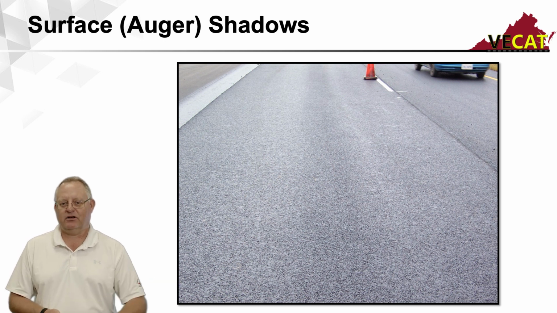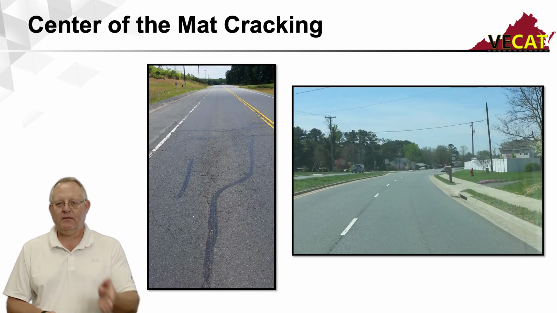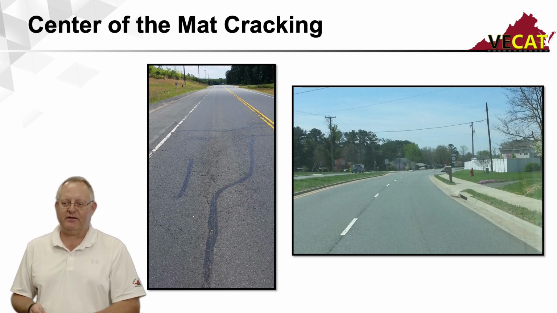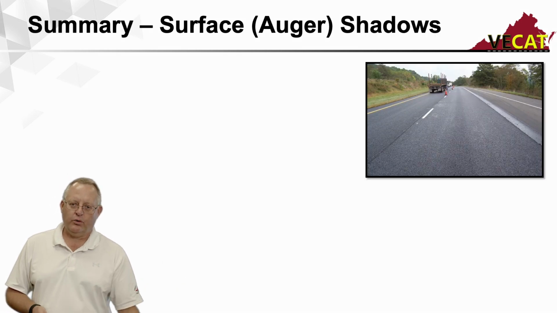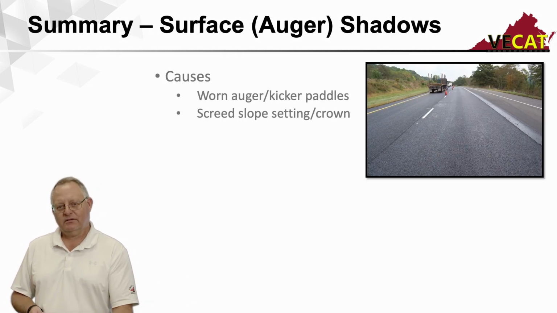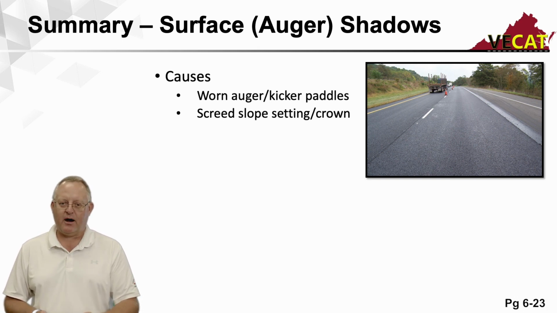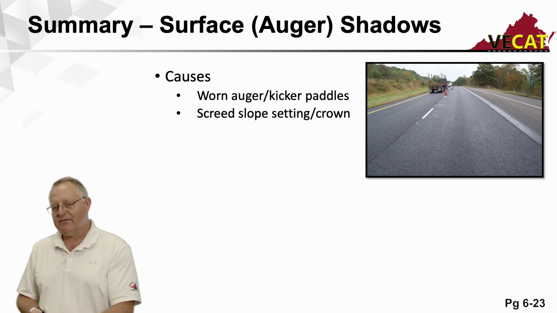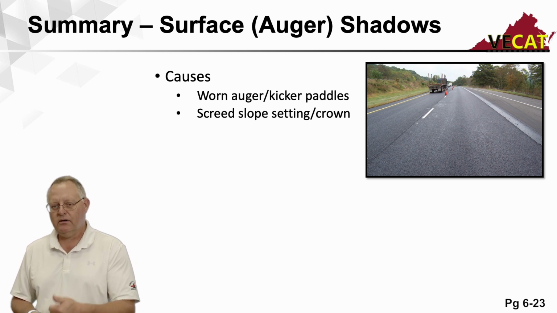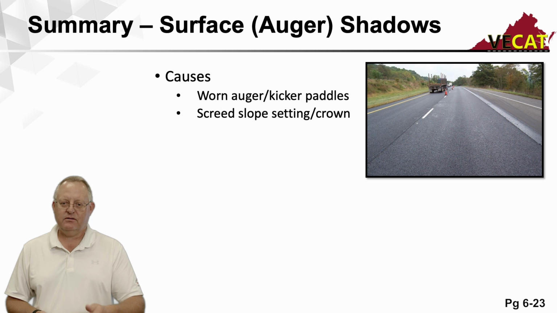Now you can see we're having to do crack sealing. You also can see it on that curb and gutter section. Notice we didn't pave it differently, but there is a crack. So what do we do? Well, some of the causes are, it could be worn augers, it could be the kicker paddles are not properly functioning. Maybe we have some screed slope settings wrong. As soon as we see it, we need to address it.